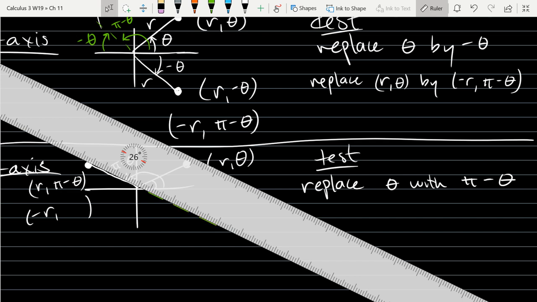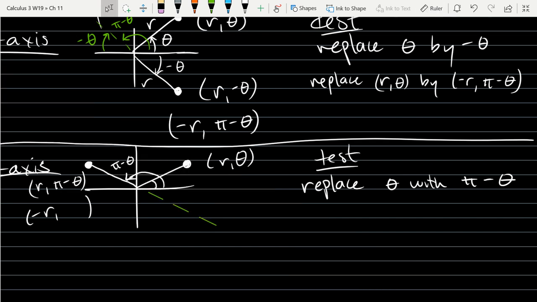Oh, look at that. Oh, that's so cool. That is really neat. I know one of you really appreciates it. Hides the ruler.